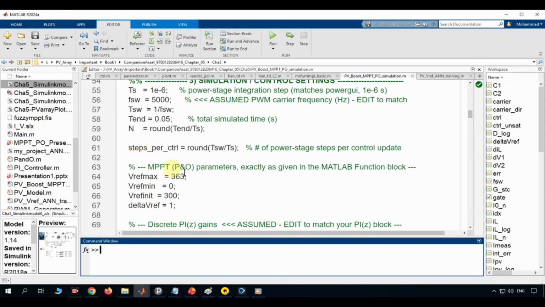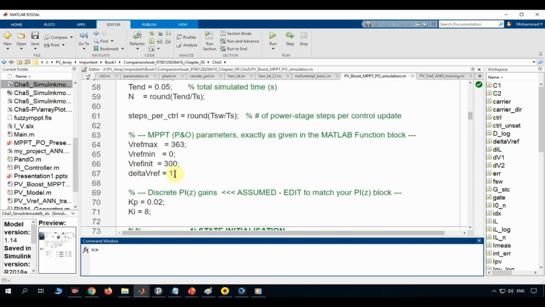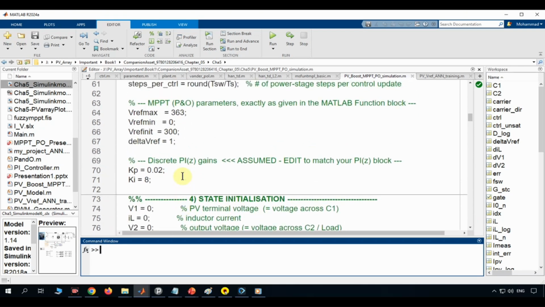Because the PWM switch changes every 200 microseconds, but our power stage integration happens every microsecond, we calculate steps_per_control to be 200, meaning our control algorithm updates only once every 200 time steps. Following this, we set the MPPT Perturb and Observe (PNO) parameters, such as the maximum and minimum reference voltage limits, ref max, ref min, the initial reference voltage ref init, and the step size delta ref. We also define the discrete PI controller gains KP and KI, which we are assuming for this model.